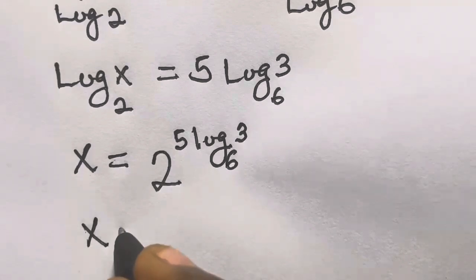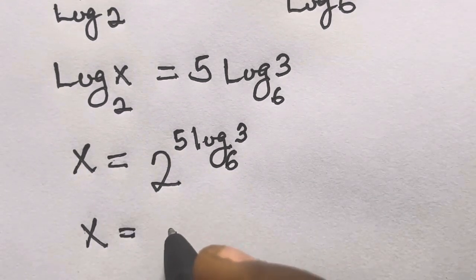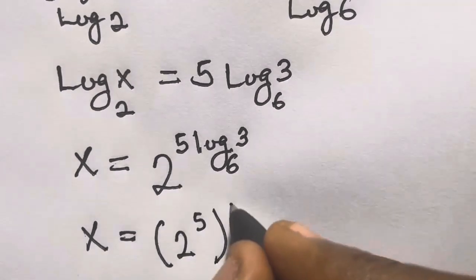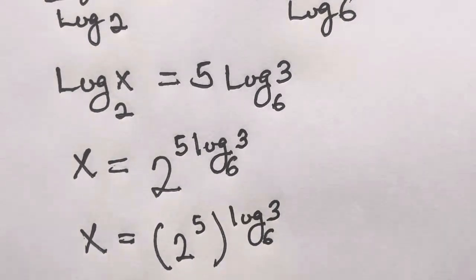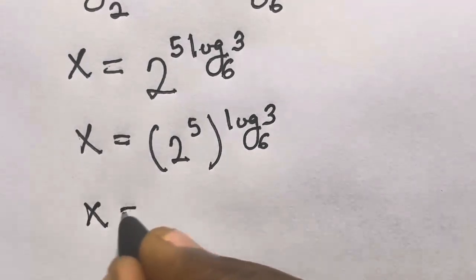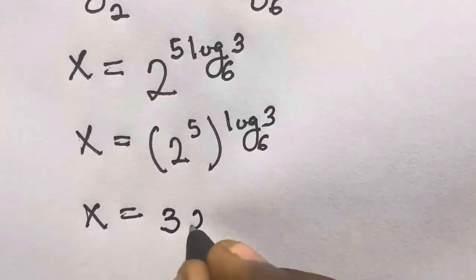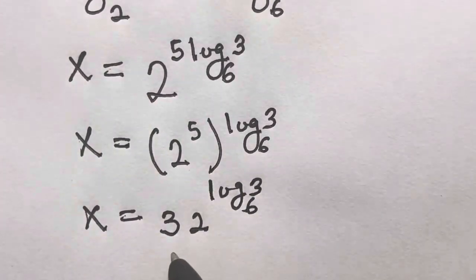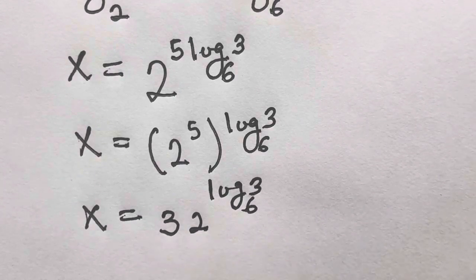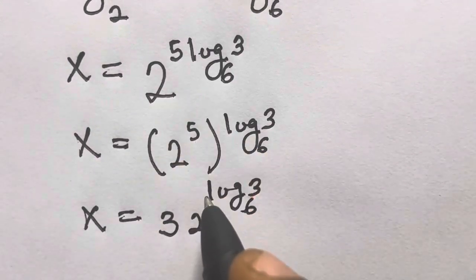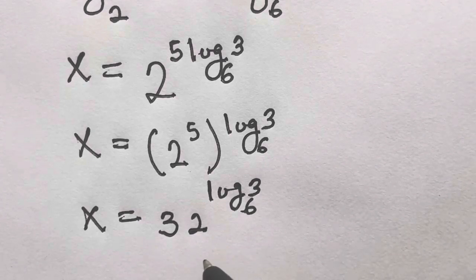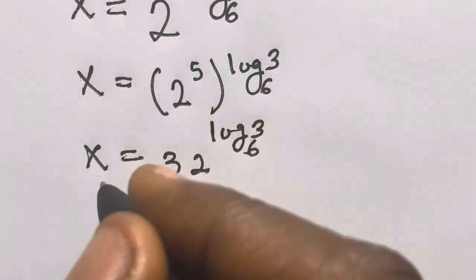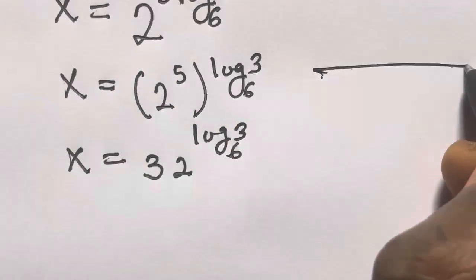So we'll have x equal to 2 raised to power 5, then log 3 in base 6. So x equals 2 raised to power 5, that is 32, raised to power log 3 in base 6. So this is our answer for this. And to show that it is equal to 8.37 as well, let's check, they will have the same value. So let's do it here.